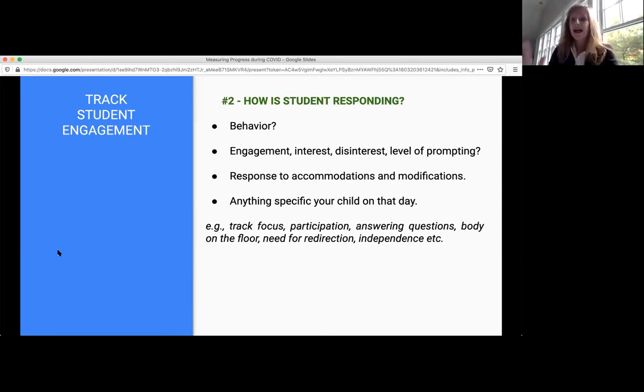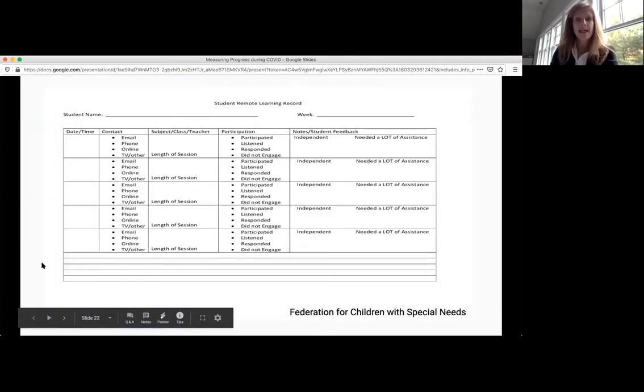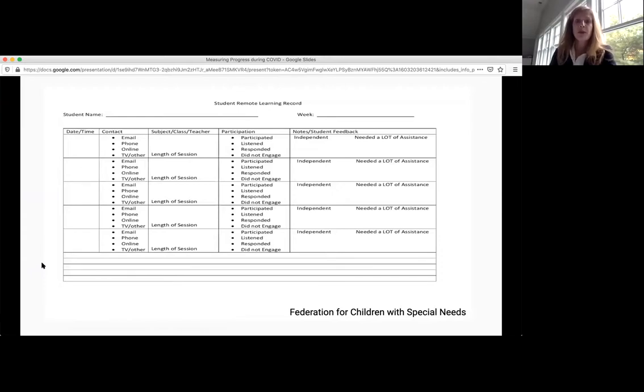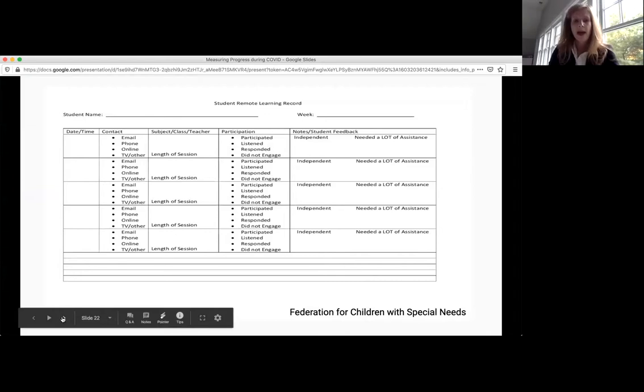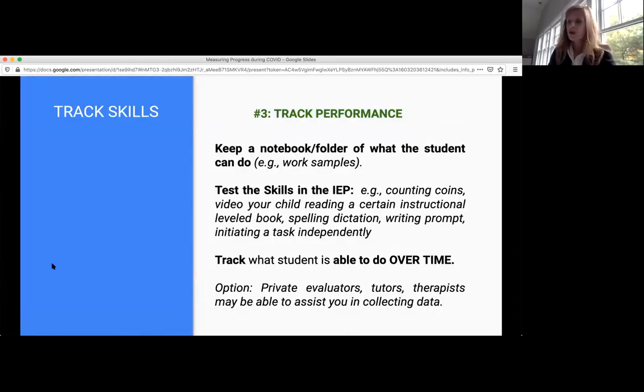Again, this is a lot. You want to pull from it what you feel is manageable for you and easy to do. You could Google some of these forms online and see what you come up with. Here's a student remote learning record that I pulled from the Federation for Children with Special Needs. I kind of like it. You can see date, contact, teacher participation, notes, student feedback. This is but one example of some sort of tracking record that you might find useful that you could create for yourself that's workable. I want to go to our third bucket, and this is the tracking of performance.